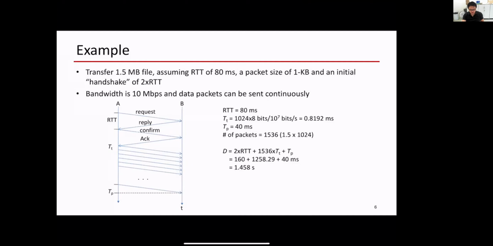So I think this is the first one. My job is to deliver a 1.5 megabyte file. Assuming your RTT is 80 milliseconds and packet size is 1 kilobyte. For the initial handshake we need 2 times RTT. Bandwidth is 10 Mbps, and data packets are sent continuously, meaning I can just keep sending, without feedback.